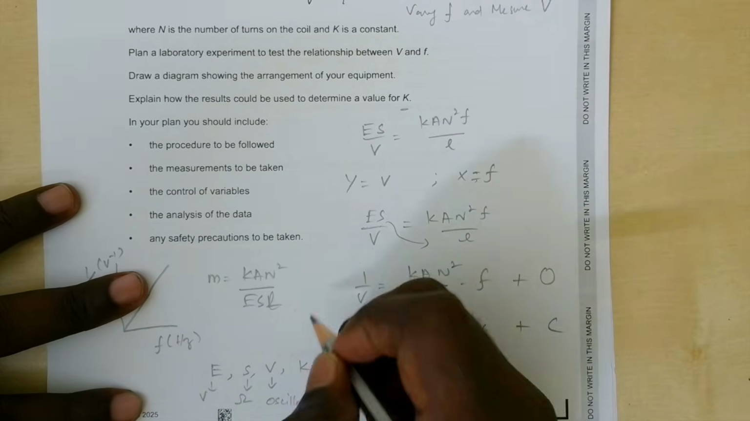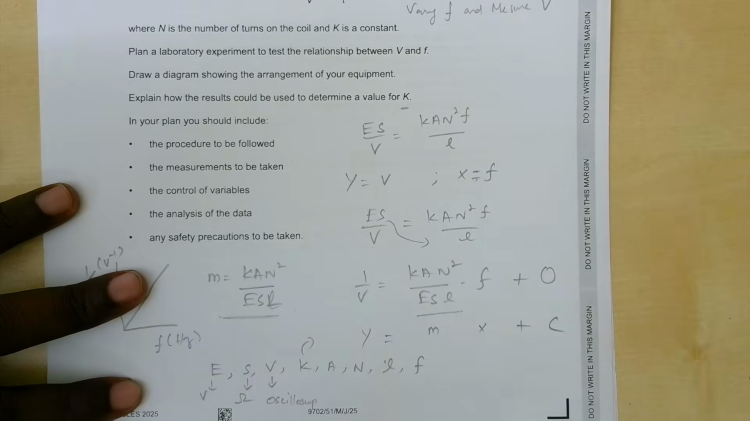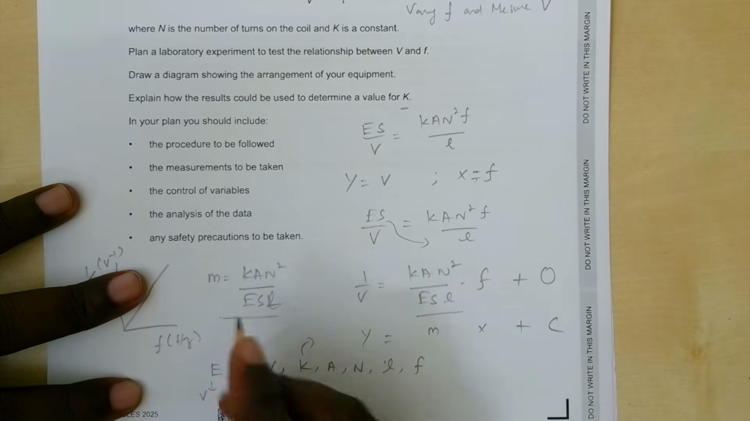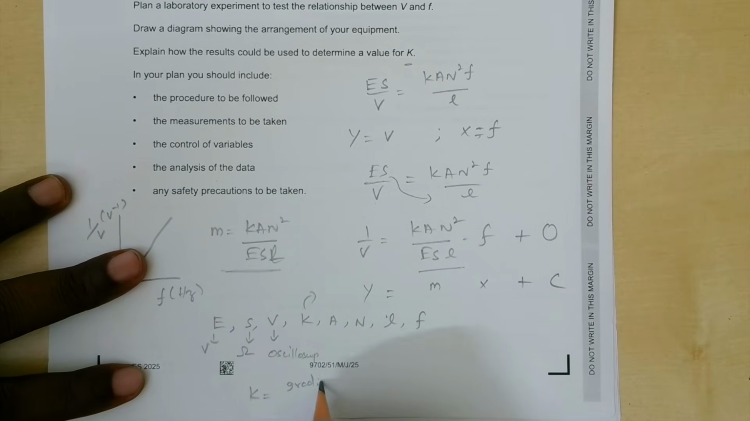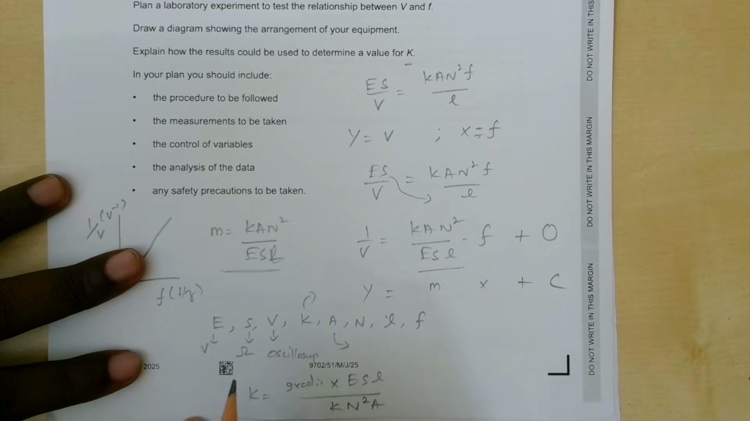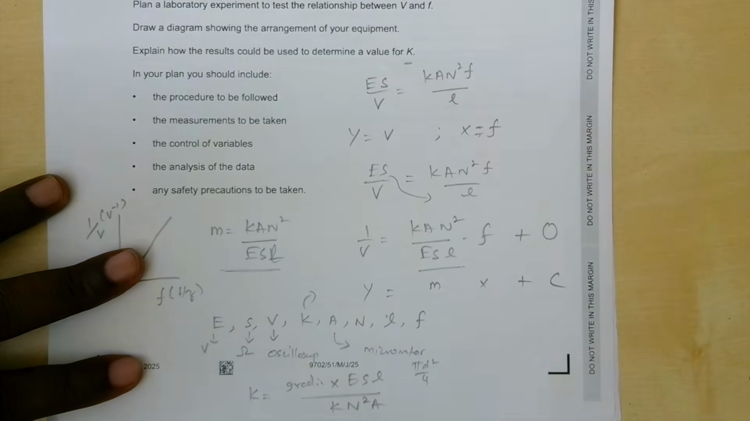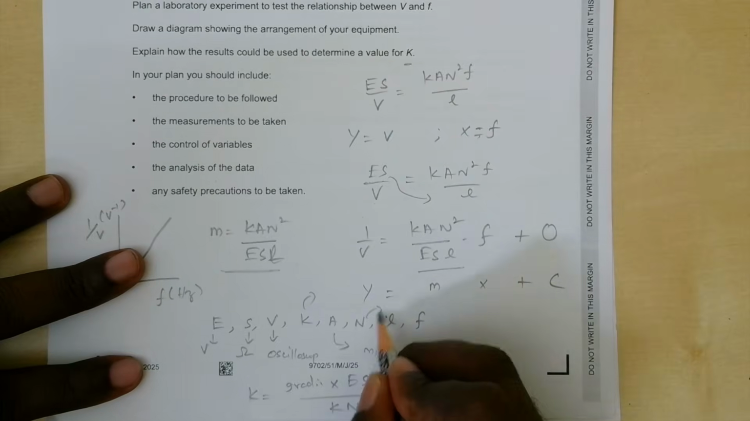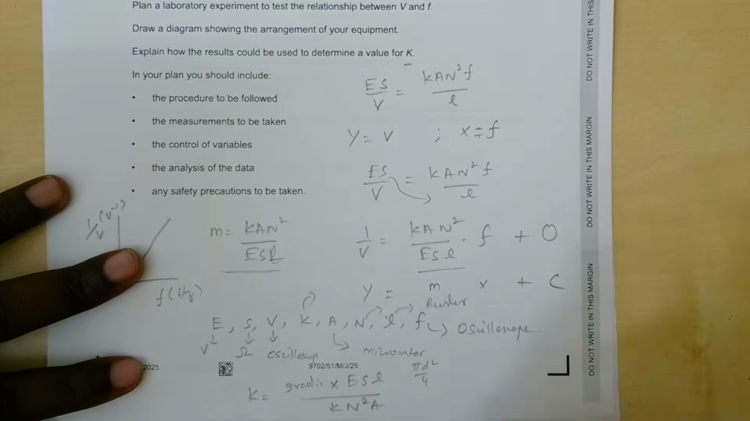K is the constant we have to find, so we have to rewrite this equation in terms of K. K is the gradient into ESL divided by AN square. Now A is the area of cross section. How will you find the area of cross section of a wire? Using a micrometer and pi d square by 4. N is the number of turns, we can count. L is the length of the coil, we can measure using a ruler. F is the frequency, which you can measure using an oscilloscope. That's all; you have got most of the marks.